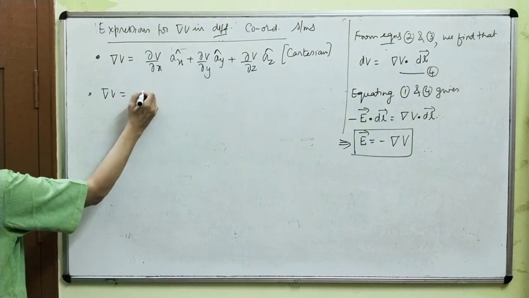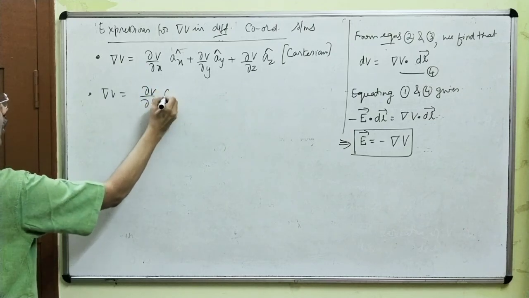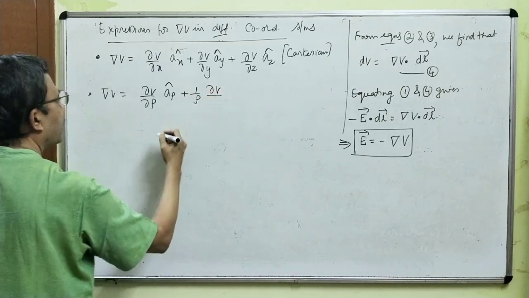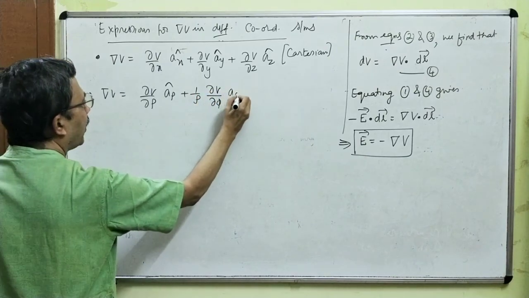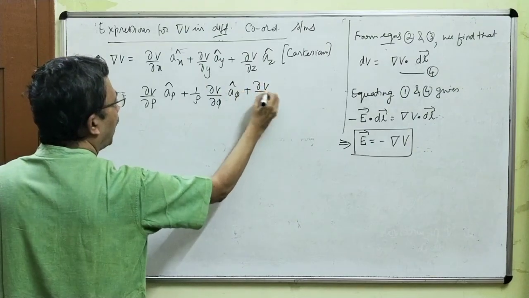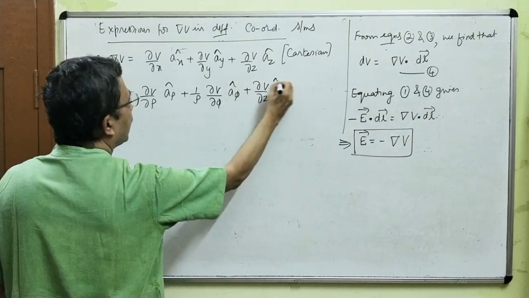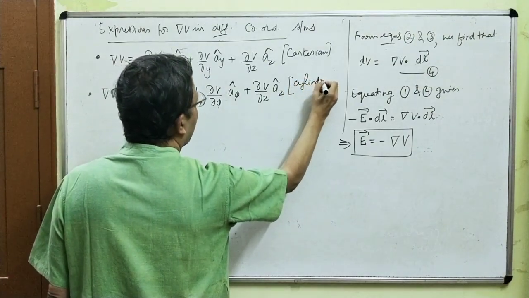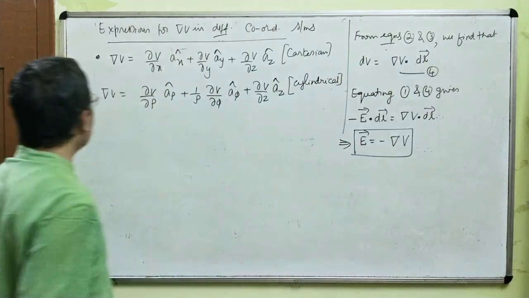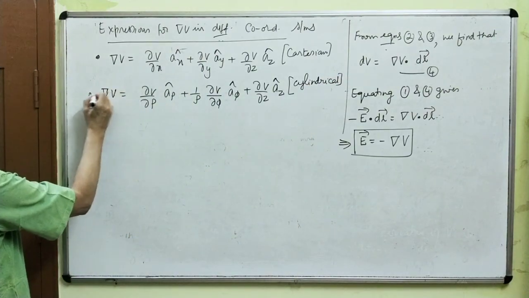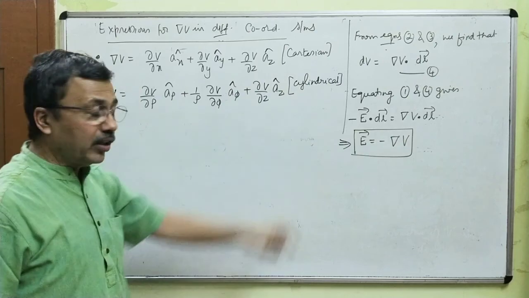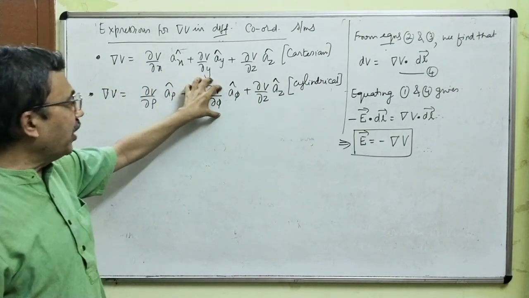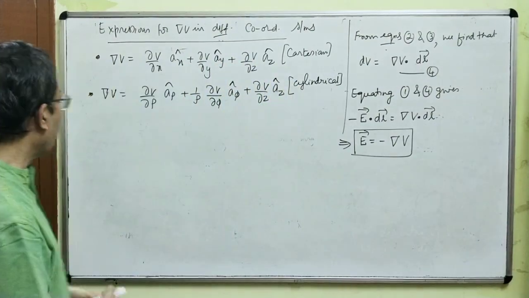Gradient of V is equal to dou V by dou rho into a rho cap plus 1 by rho dou V by dou phi into a phi cap plus dou V by dou z into a z cap. This is in cylindrical coordinate system. You have to remember, this is the expression for gradient of V in cylindrical coordinate system. This gives variation in rho direction. This gives variation in phi direction. This gives variation in z direction.